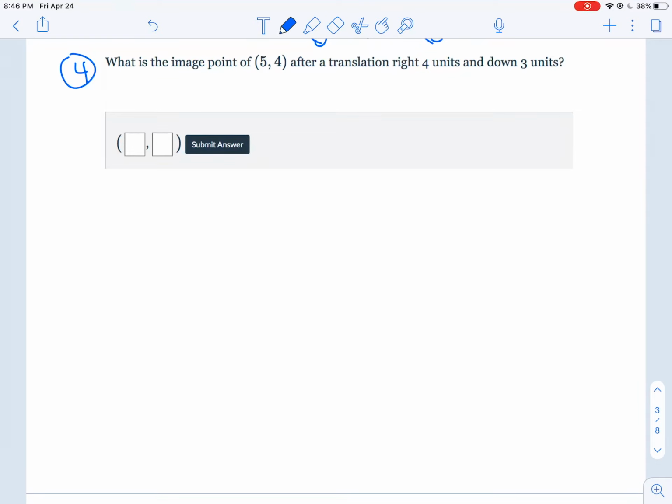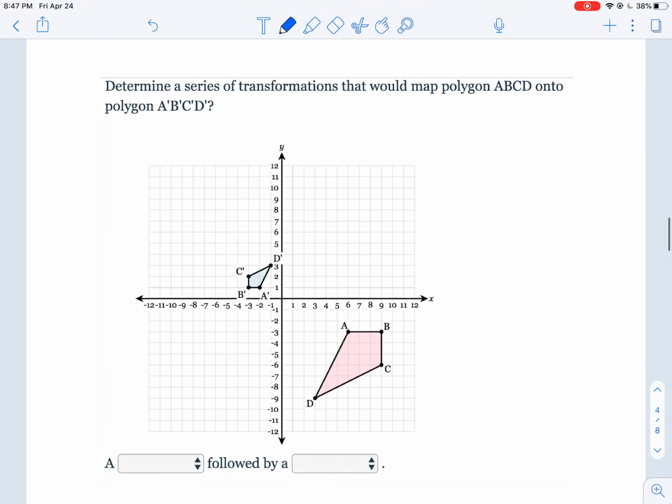What is the image of 5, 4 after a translation right 4 units and down 3 units? So you're going to take your x value, and because you're moving to the right, you're going to add 4, which gives us a 9. And take your y value, and because you're going down, you're going to subtract 3, which gives you a y value of 1. So your ordered pair is 9, 1.